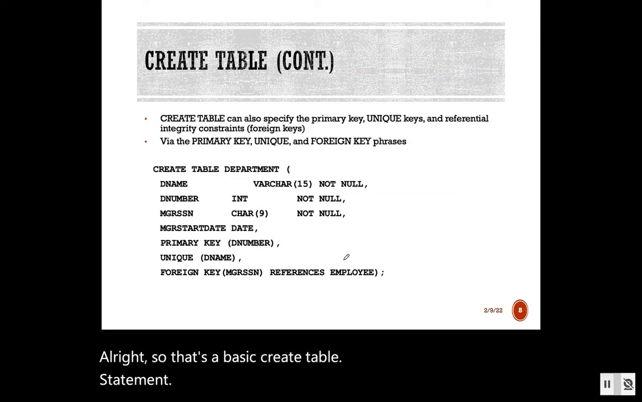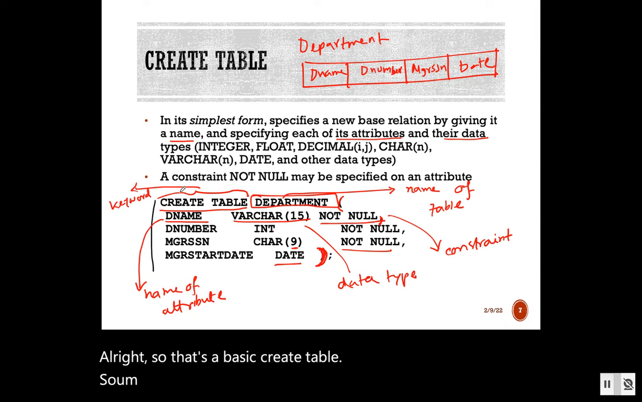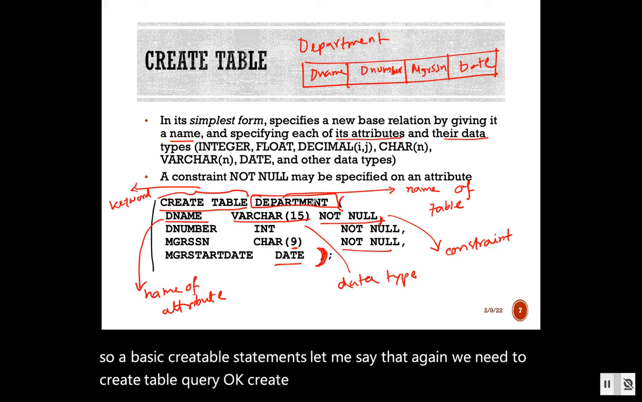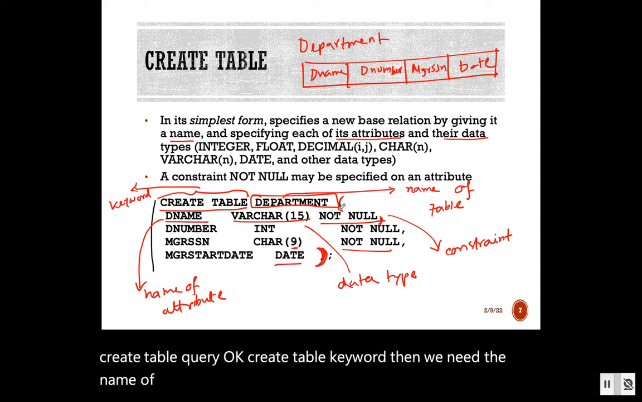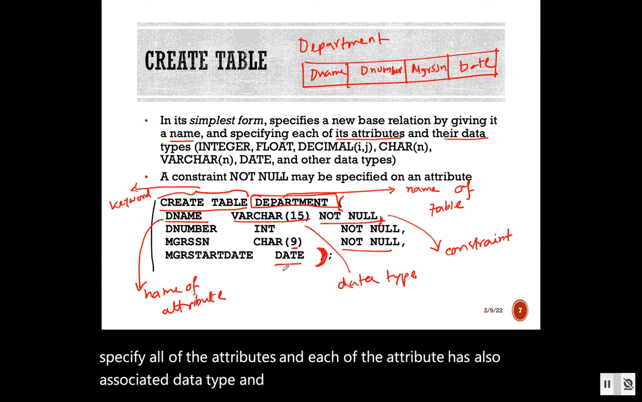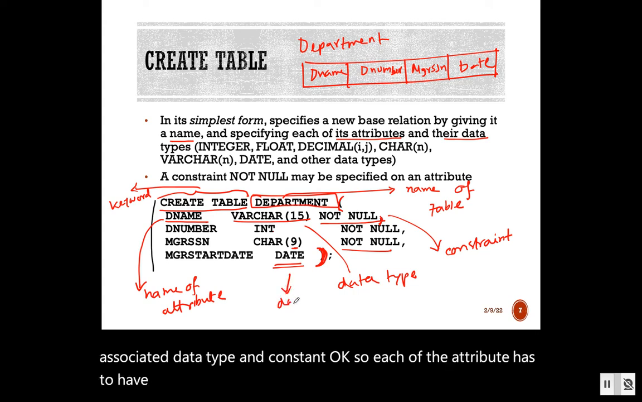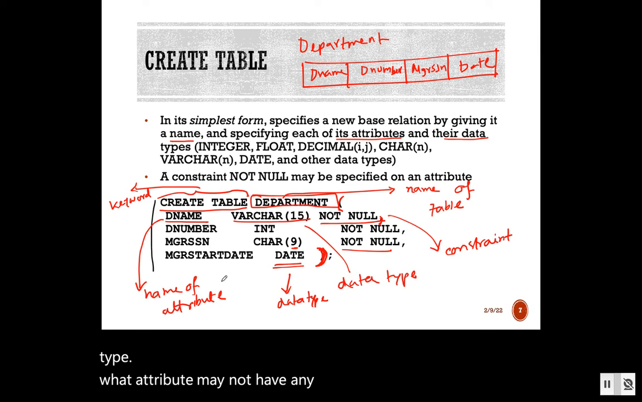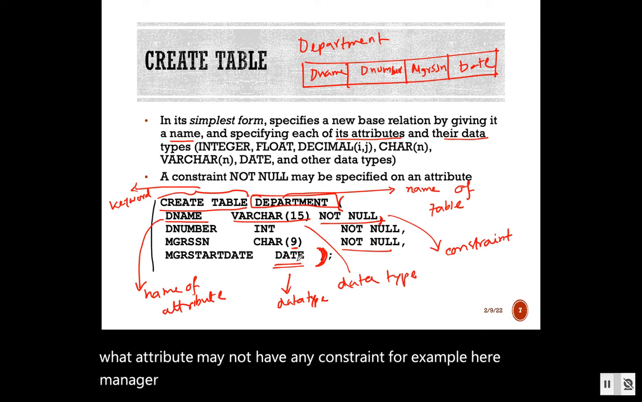So a basic create table statement, let me say that again, we need a create table query. Create table keyword, then we need the name of the table, then inside the parenthesis we specify all of the attributes, and each attribute has an associated data type and constraint. Each attribute has to have a data type, but an attribute may not have any constraint. For example, here manager start date doesn't have any constraint.